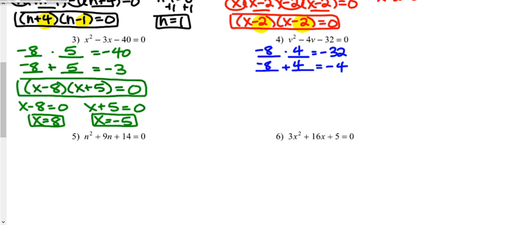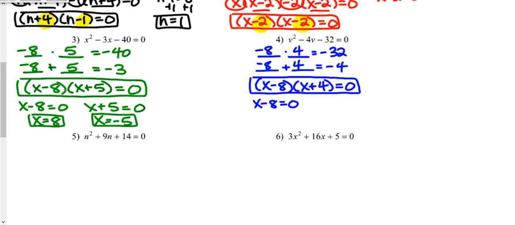Okay, so pause. Can we use the shortcut? Is a 1? Yes, it is. So go straight into your factored form. One of my numbers was negative 8. The other one was positive 4. Now to find your solutions, your zeros, we set each of the factors equal to 0.